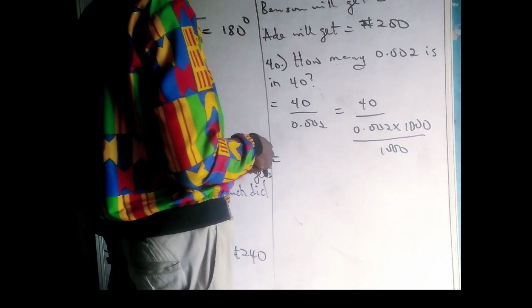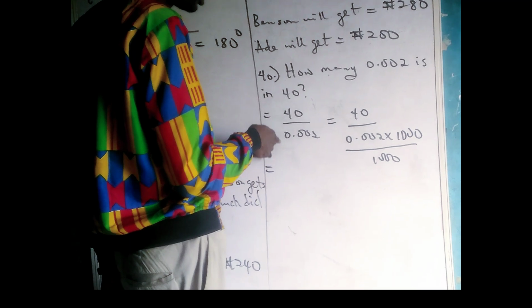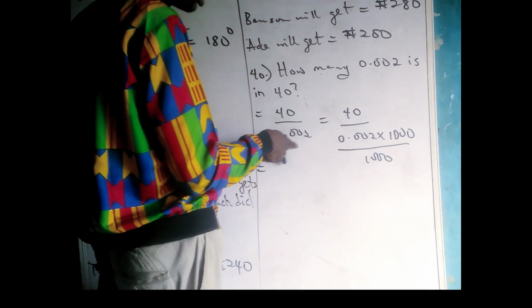is in 40. The first thing is they're asking you, this question is a question on division. So meaning I'll find out how many 0.002 is in 40. So I divide 40 by 0.002, as you can see it.